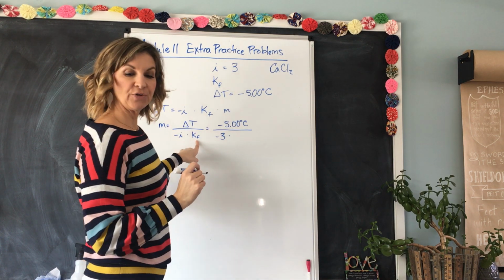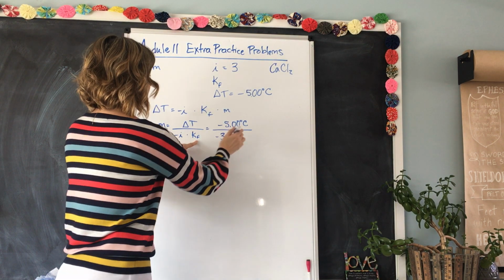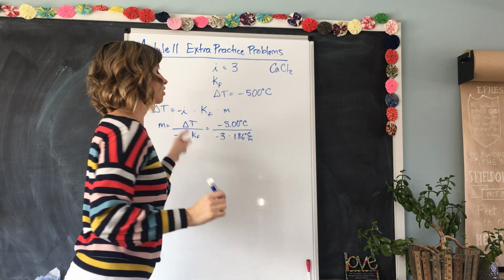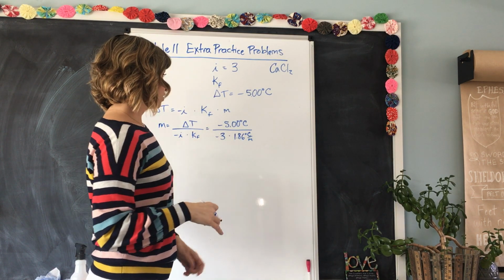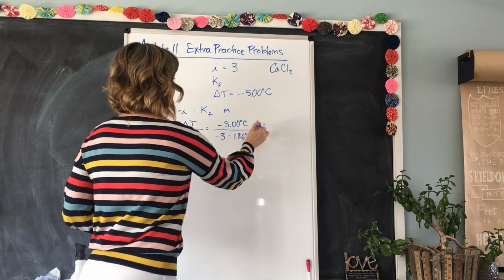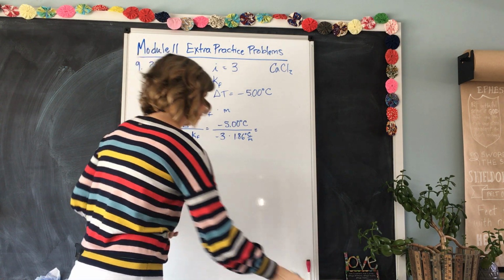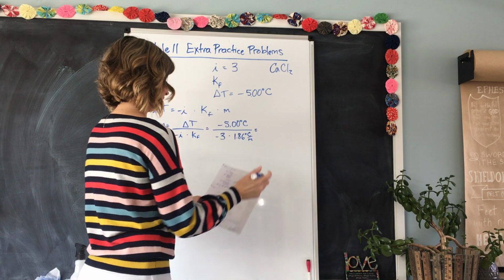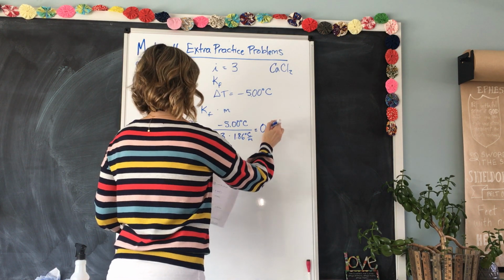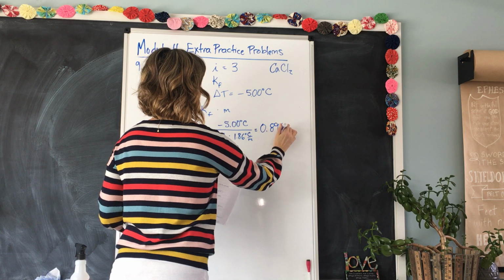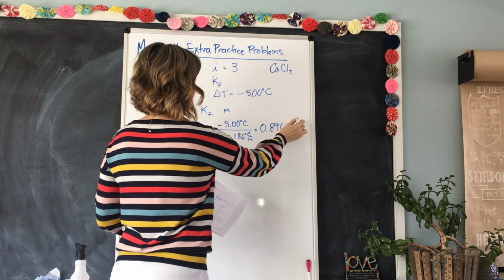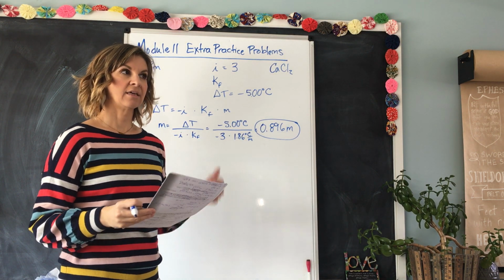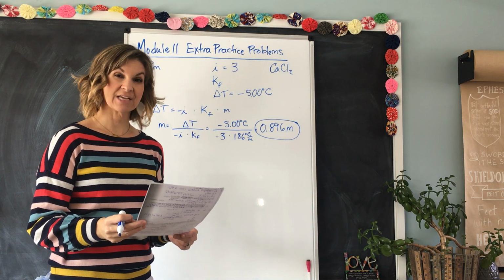And the Kf value for water is 1.86 degrees Celsius per molality. So you put this into your calculator, okay? And you would end up with 0.896 molality. That would need to be the molality of the calcium chloride and water solution. So that's how you do number 9.